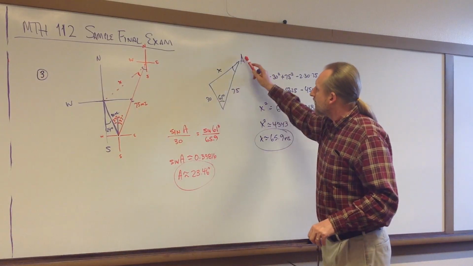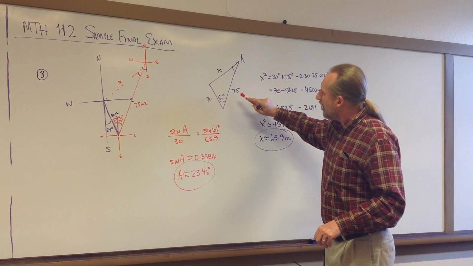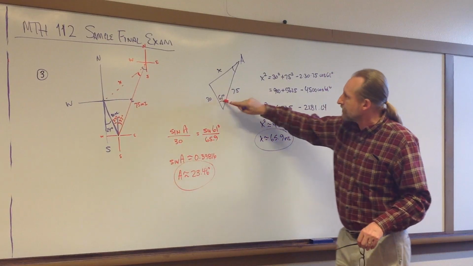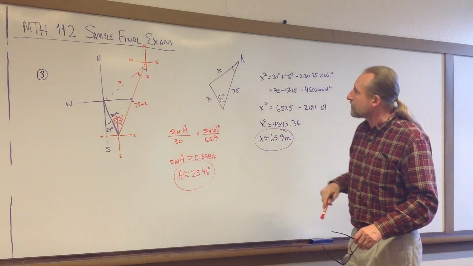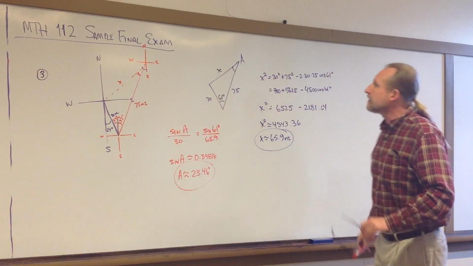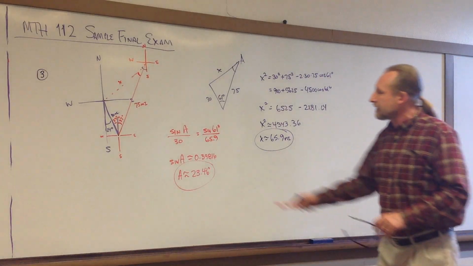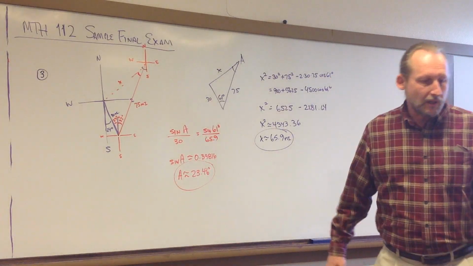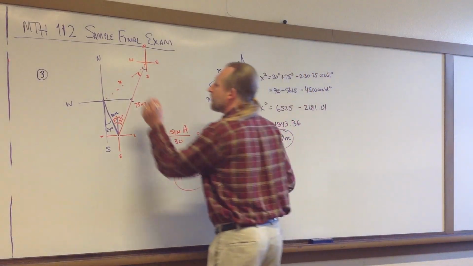But notice that the side across from A is significantly smaller than the side across from the 61 and the side across from the 65. In fact, this is the shortest side in the triangle, so there's no way that A could be an obtuse angle. So we don't have to worry about that ambiguous case of the law of sines. We've got some confidence that angle A is just going to be 23.46 degrees.